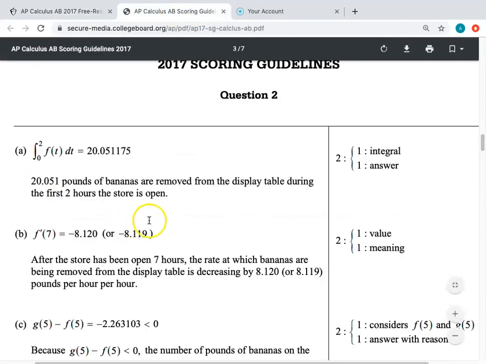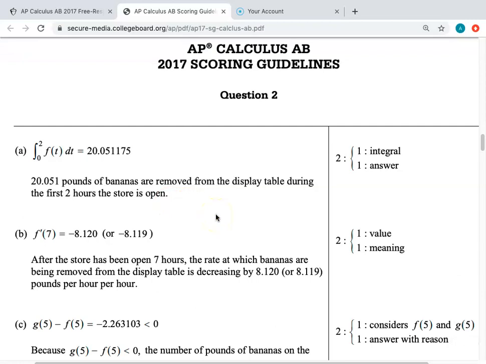I'm going to show you the answer. The answer is 20.051. So 20.051 pounds of bananas. You got a point for your integral and a point for the answer. Remember, if you don't put the integral, you don't get credit for the answer. No integral, you get a 0 out of 2.